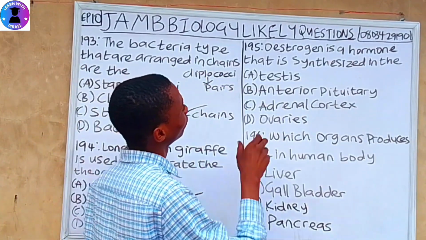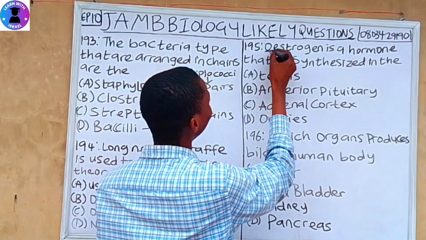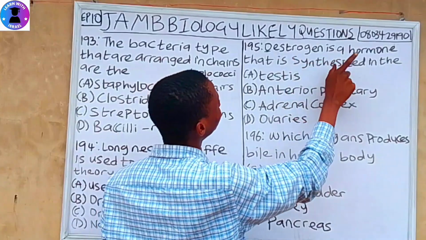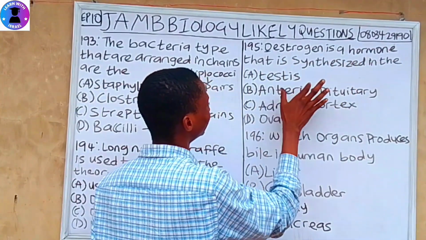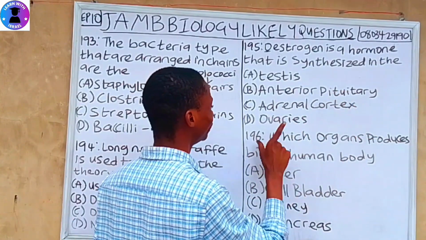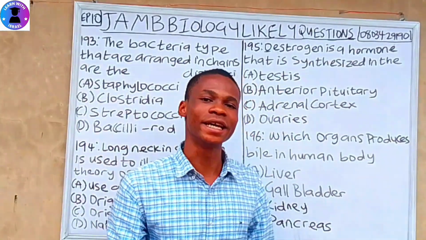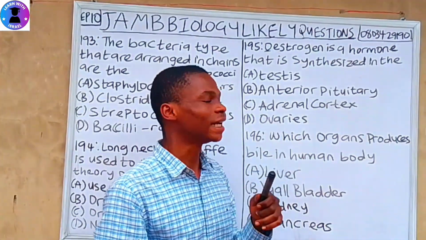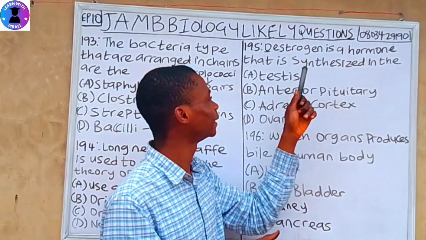Question 195. Estrogen is not pronounced with the O; it's silent. It's pronounced as estrogen. So estrogen is a hormone that is synthesized in the: A. testes, B. anterior pituitary, C. adrenal cortex, D. ovaries. So estrogen is a hormone that is being synthesized in the ovaries. And we also have another hormone. It's not just a hormone, it's a female hormone that is synthesized in the ovaries.